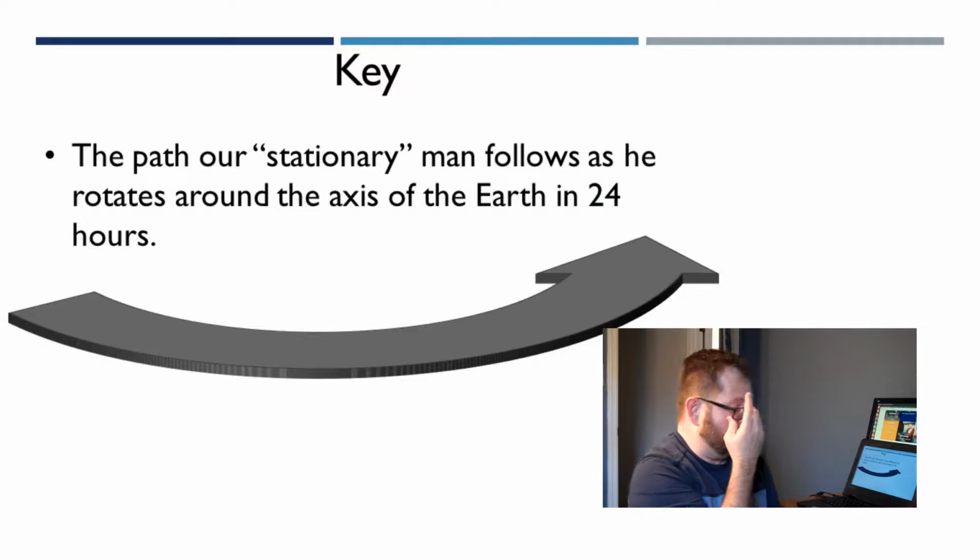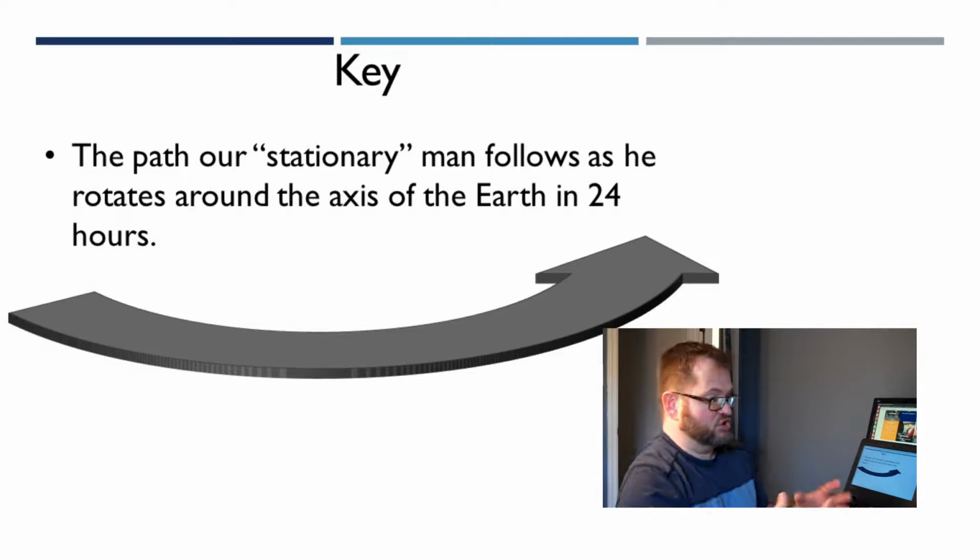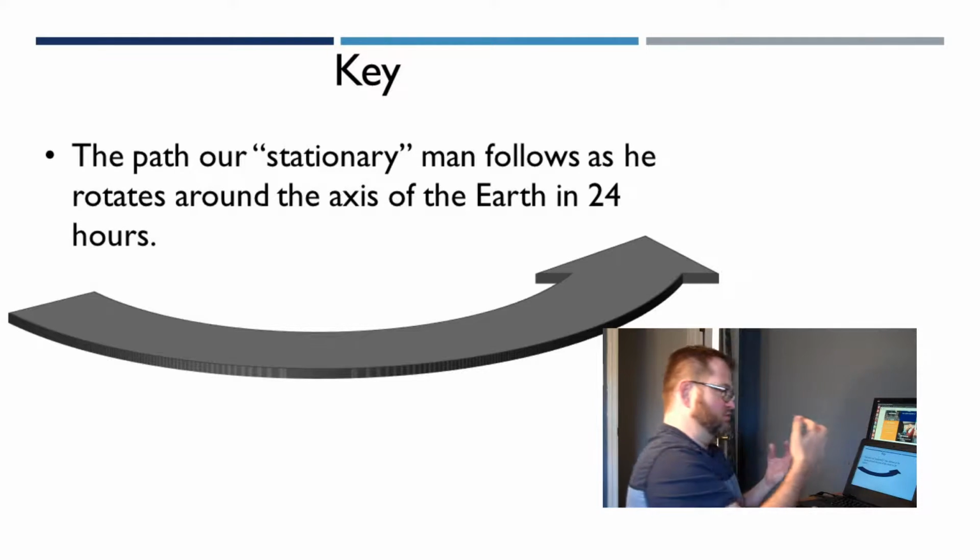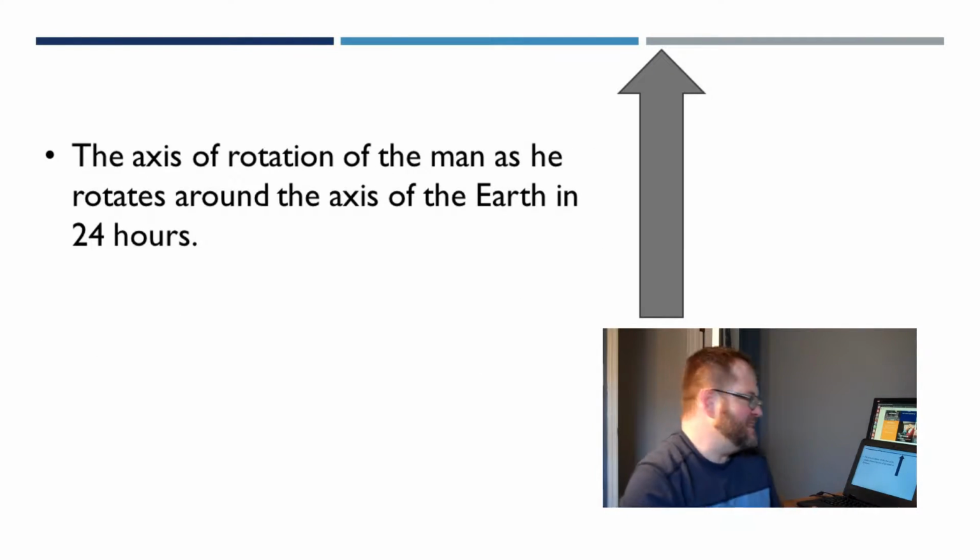Let's try to illustrate here. That big fat arrow that you're going to see on these diagrams is my motion as I go around the axis of the Earth once every 24 hours. And this arrow that's pointing up towards the top of the screen is going to be a vector that illustrates the rotation of the Earth itself.